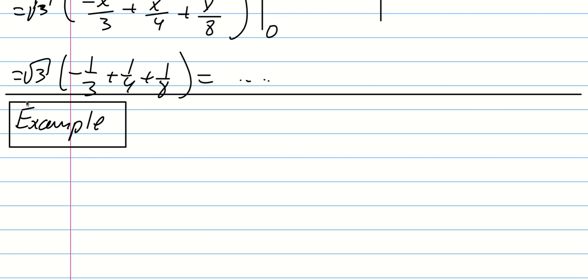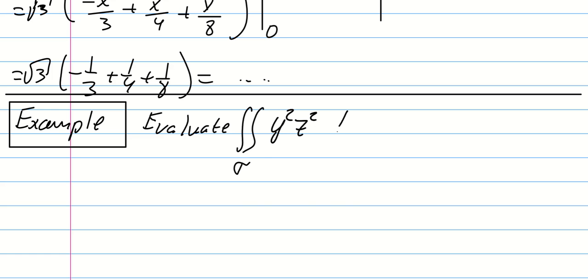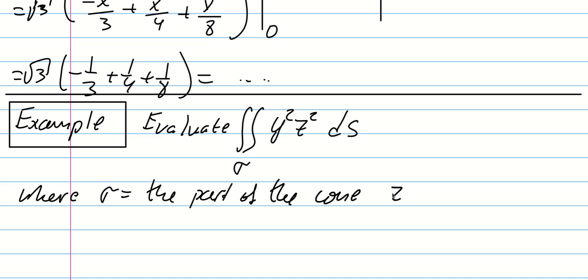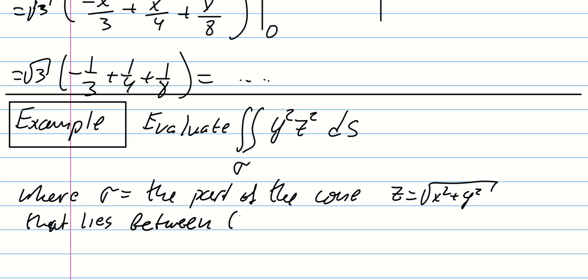So to make things a little bit more complicated. The assignment says evaluate this double integral over sigma of y squared z squared dS, where sigma is the part of the cone z equals the square root of x squared plus y squared that lies between the planes z equals 1 and z equals 2.